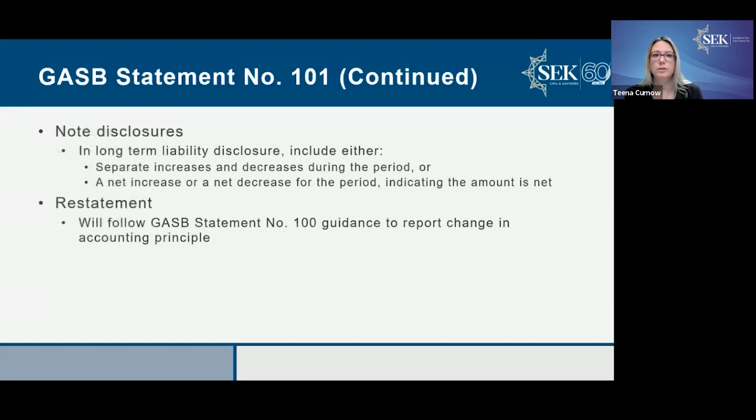Note disclosures, you can either separate the increases and decreases during the period, which is normally how it is now, or you can report a net increase or decrease as long as you indicate that that amount is net. And then just informational here from a restatement standpoint, you would be following the new GASB 100 guidance to report that change in accounting principle when you're implementing that standard.